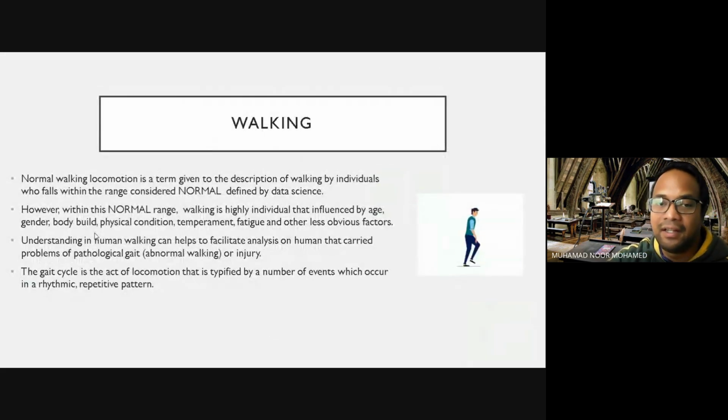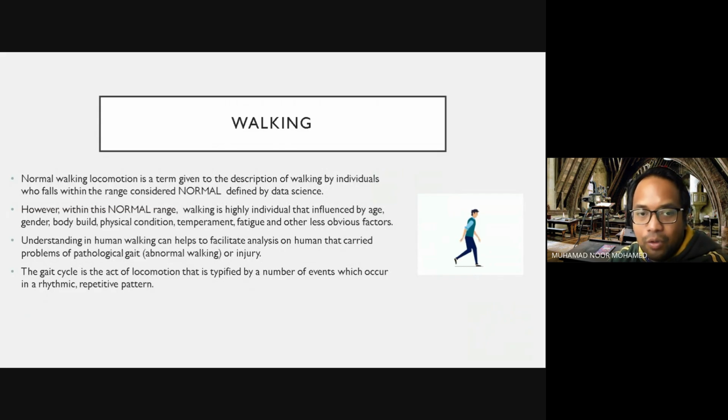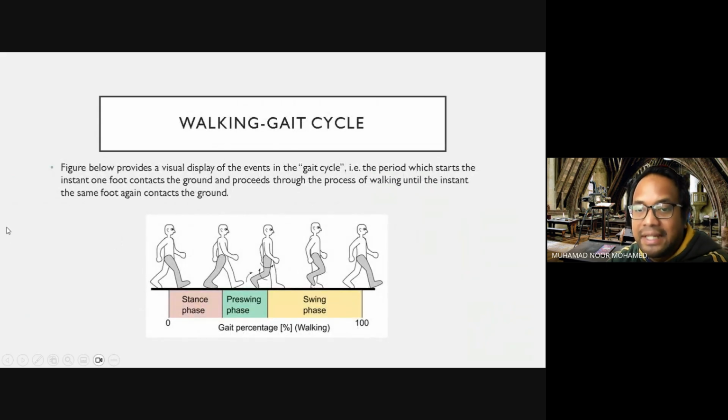Okay. Now let's see the first one, walking. Okay. So normal walking locomotion is a term given to describe walking by individual who fall within the range considered normal. Okay, so how we define a normal walking? We are going to define it by using a gait cycle. So this is gait cycle.